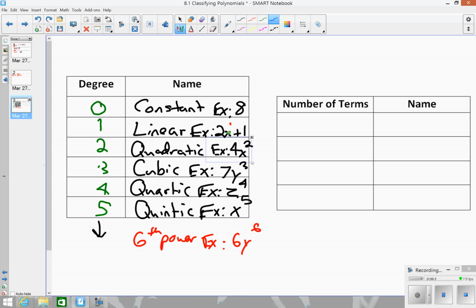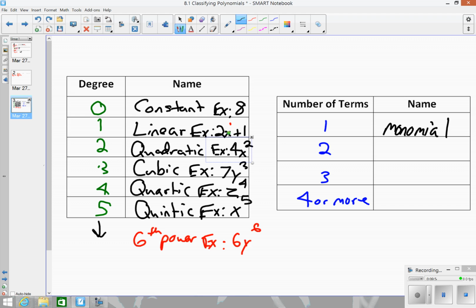Now the number of terms is a little bit easier. Okay, obviously I could have 1 term, I could have 2 terms, I could have 3 terms, or I could have 4 or more terms. Okay, if I have 1 term, it's going to be called a monomial. Okay, mono means 1, right? Monomial. Good. So all of these are going to have nomial in it because that means terms.